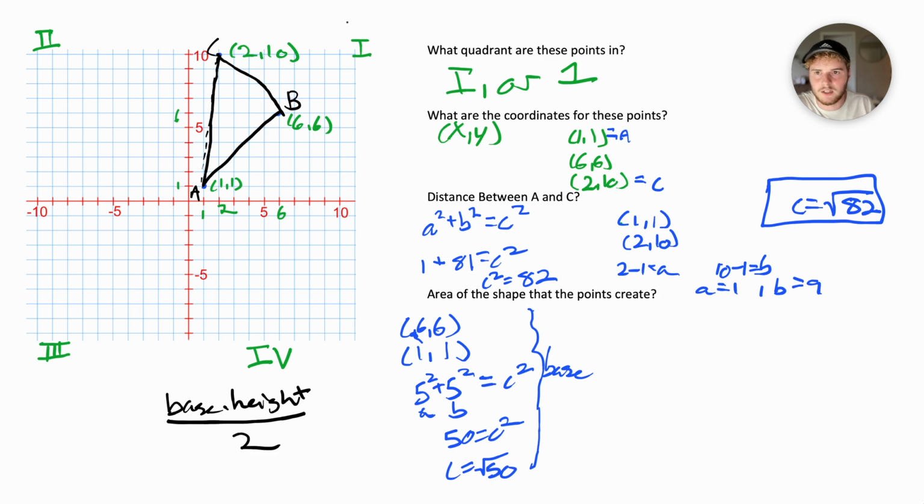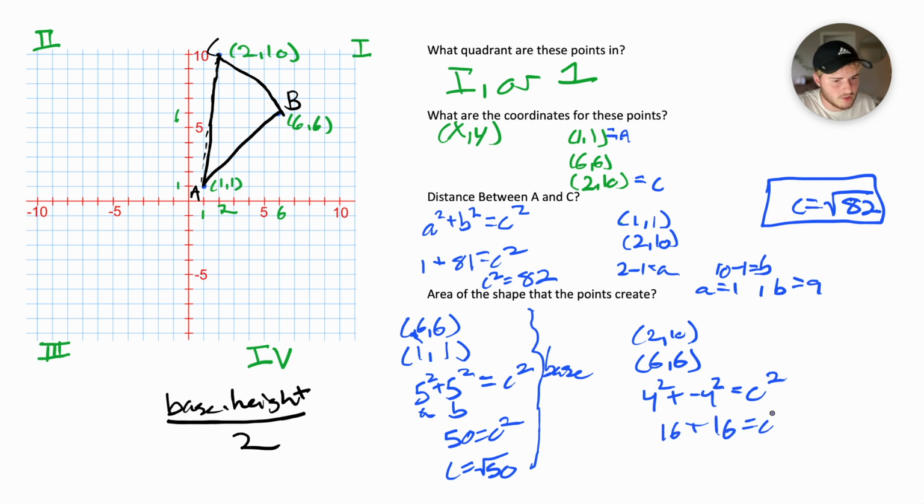So now let's find the height now that we have the base, and that would be the distance from B to C. So we got 2, 10 for C, and B would be 6, 6. Let's find the differences here. We got 6 minus 2, that'd be 4. And then 6 minus 10, which is negative 4. We're going to be squaring these values and setting that equal to C squared, because this would be A, that would be B. 16 plus 16 equals C squared. And this says that C squared equals 32, or that C is the square root of 32.